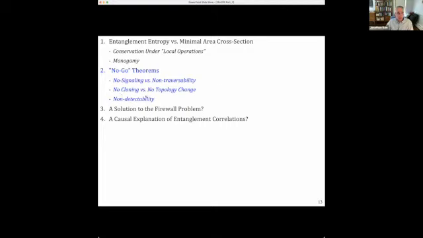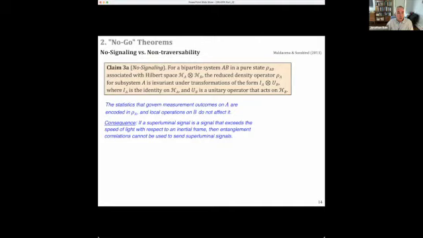Then the second is an implication of the no-cloning theorem for certain entangled states on the one hand, and implications of the no topology change theorem in general relativity on the other hand. And then the last of these no-go theorems involves an alleged similarity between the non-detectability of entanglement on the one hand and the non-detectability of wormholes on the other. No signaling versus non-traversability. And this similarity was originally discussed in Maldacena and Susskind's original article.